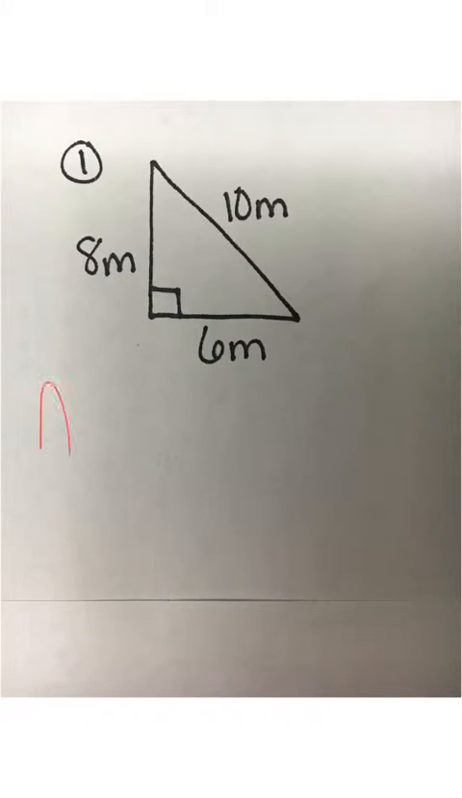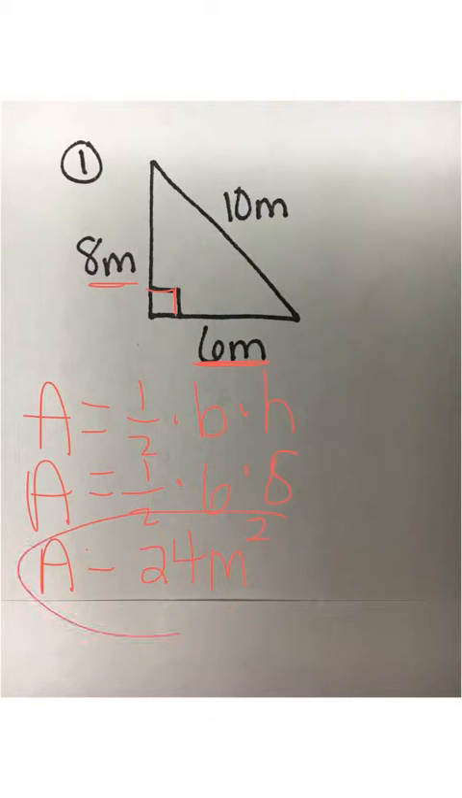Remember, the area formula is 1/2 times base times height for a triangle. So plug it in. Our base is going to be 6 meters and the height that makes the 90-degree angle is 8 meters. So area will equal 1/2 times 6 times 8. You can do this in your calculator and you will get 24. Your label is meters, and because it's area, it's squared.